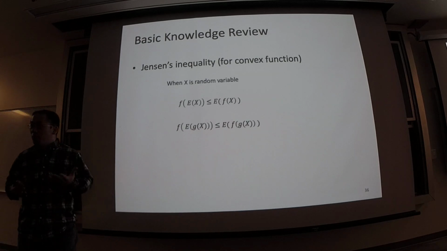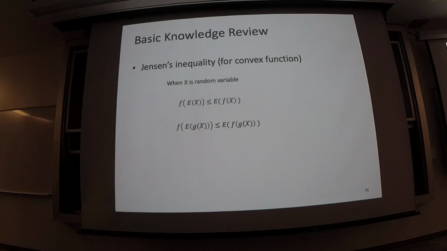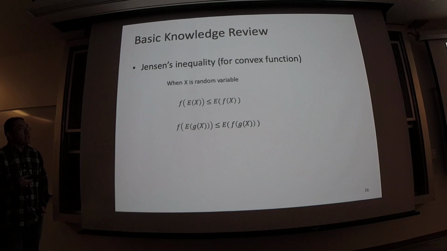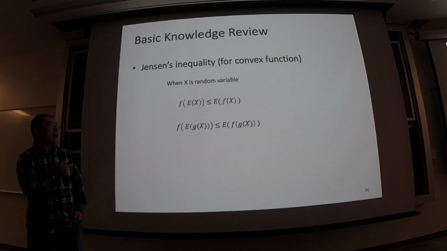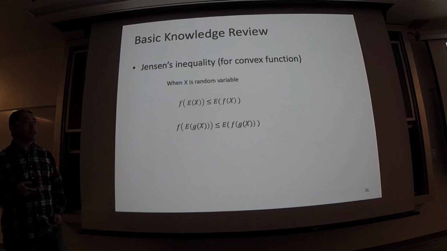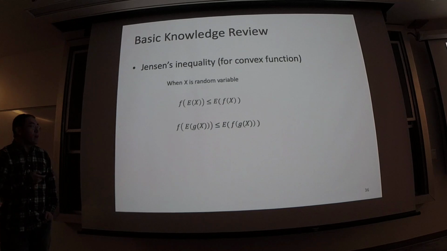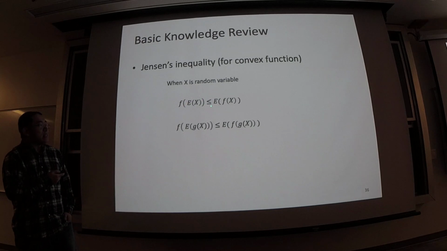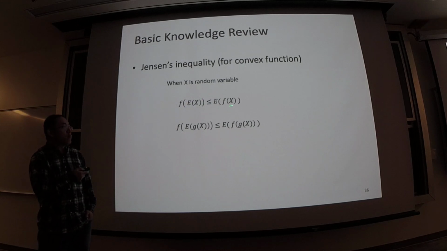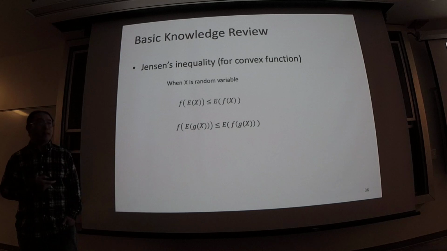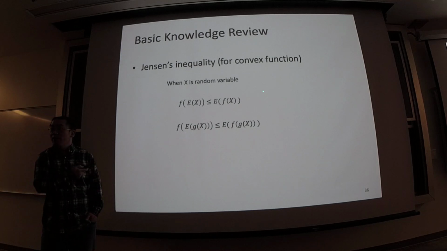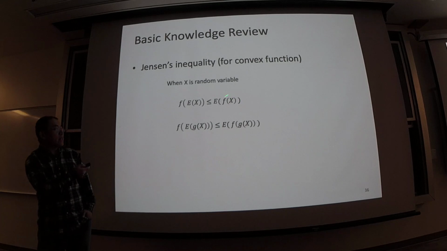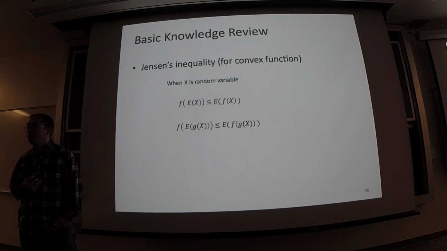And another very important inequality associated with convex functions is called Jensen's inequality. So what is Jensen's inequality? It basically says that if x is a random variable and f is a convex function, then the function value at the expectation of x is less than or equal to the expectation of the function. Remember, x is a random variable, so f of x must be a random variable as well. So we can take the expectation of f(x).